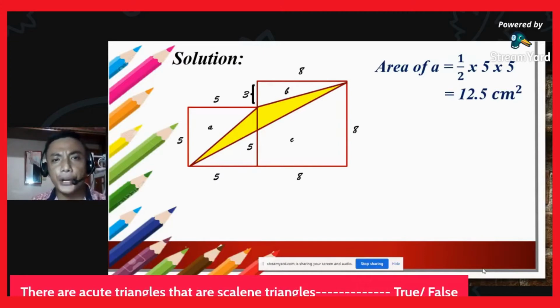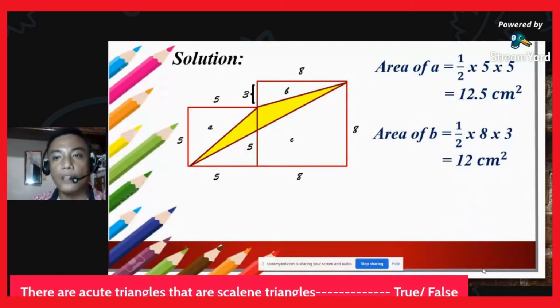Next, for the area of triangle B, what is the base and what is the height? For the area of triangle B, we have 1/2 times base times height. Your base is 8 and your height is 3. So we solve that: 1/2 times 8 times 3 is simply equal to 12 square centimeters.